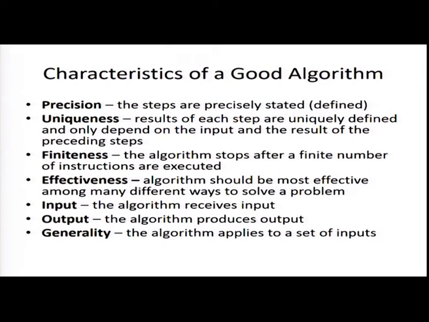Then what is the fourth characteristic of a good algorithm? Effectiveness. Effectiveness means the algorithm should be the most effective among many different ways to solve a problem. Whatever algorithm you write, it should be effective and efficient. You cannot write pages together as an algorithm. The algorithm should be precise and it should be effective.